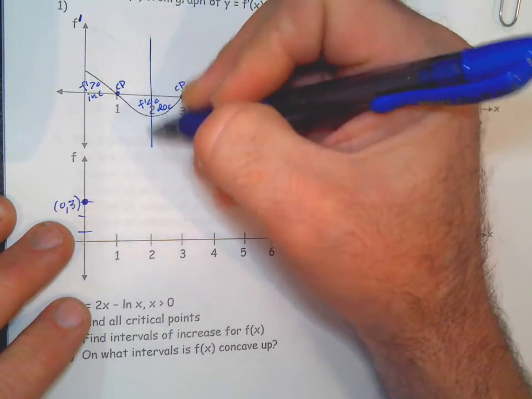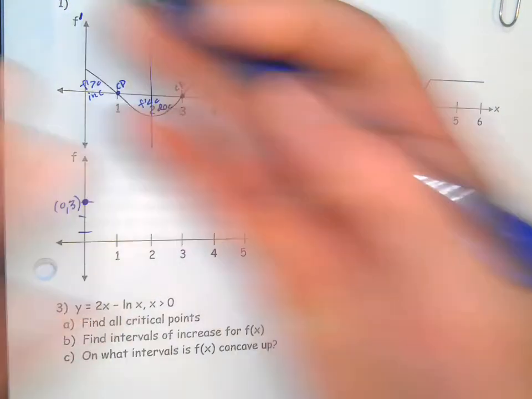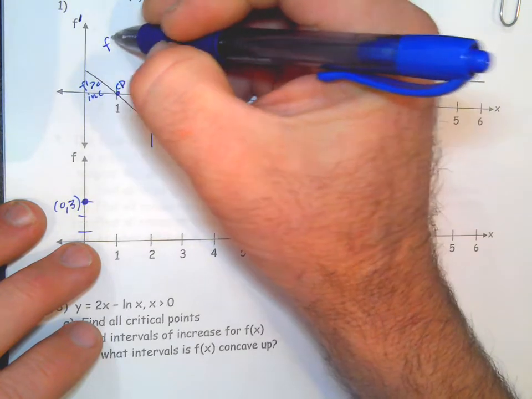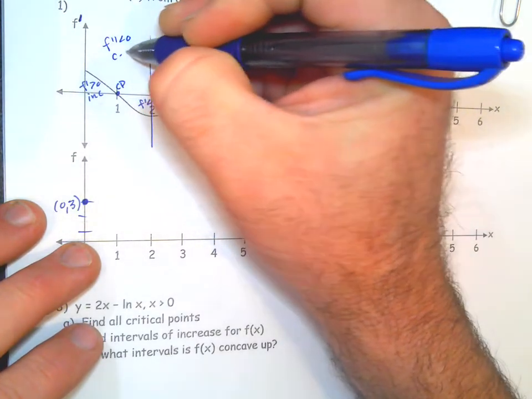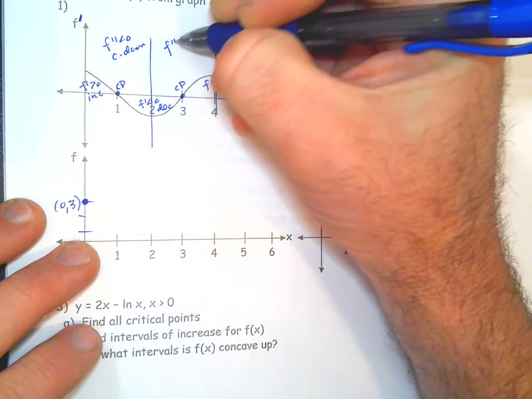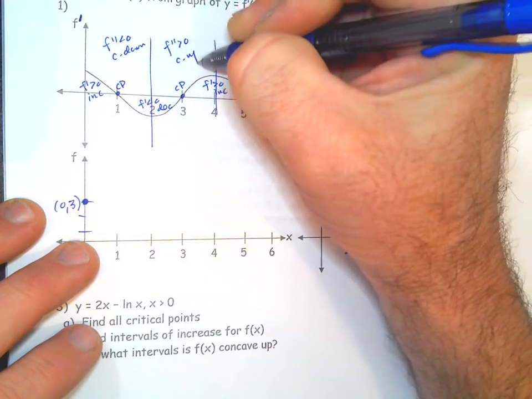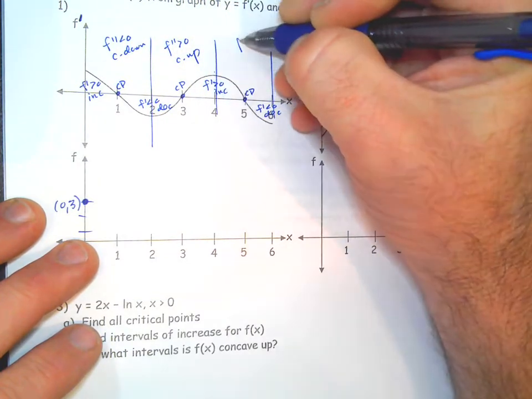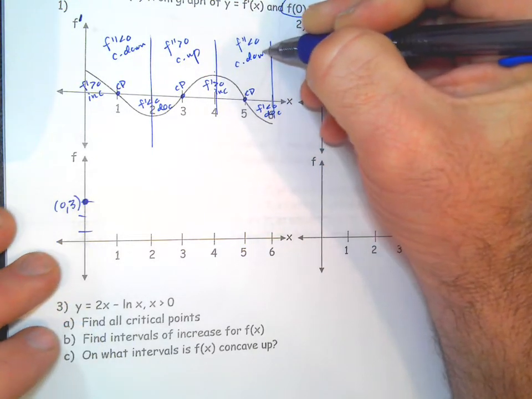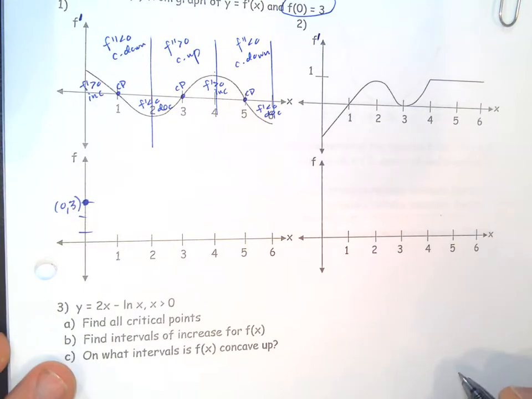Concavity is the derivative of the first derivative, which we have a graph of, so the slope of this graph is the second derivative. F double prime is negative, concave down; f double prime is positive, concave up; f double prime is negative, concave down. Where it switches concavity, those are inflection points. So we have lots of good information here.